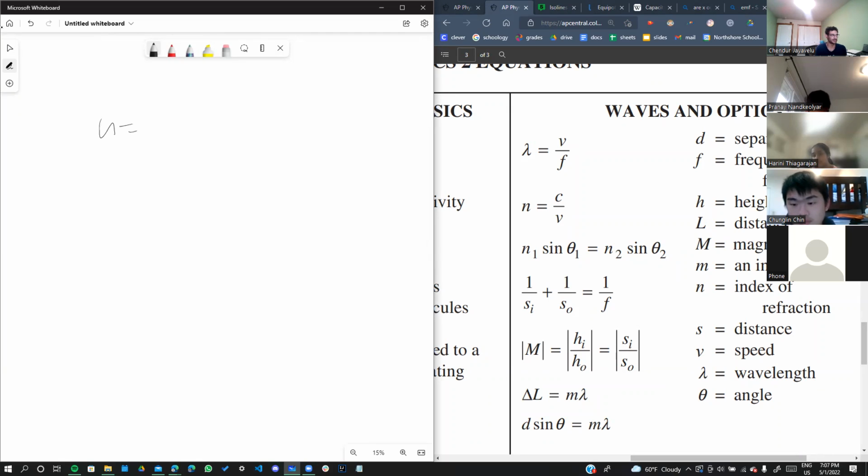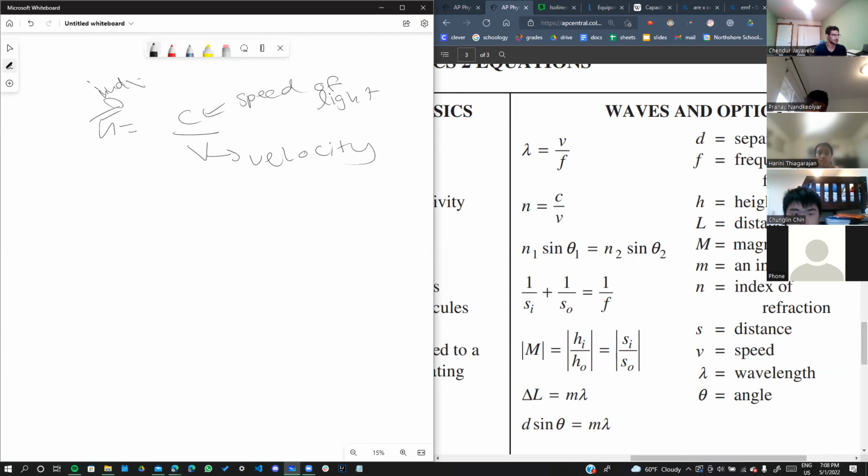This is the index of refraction thing that I keep getting confused over. It's basically saying the velocity. Okay, someone help me over here. This is the speed of light, and then this is the velocity, but what is this velocity referring to?